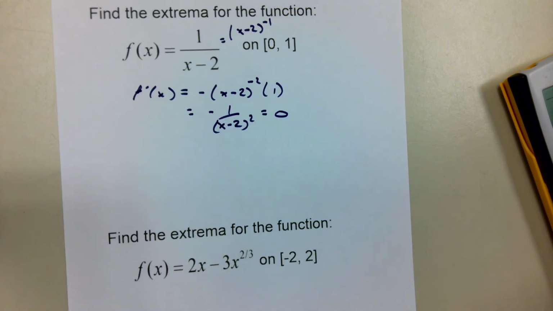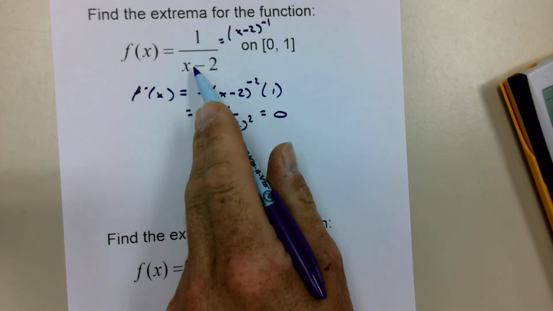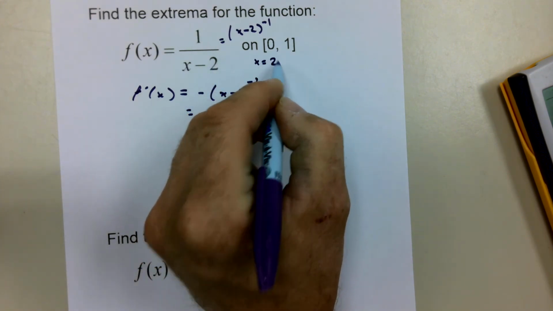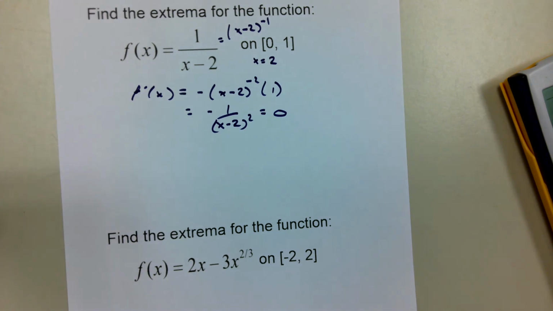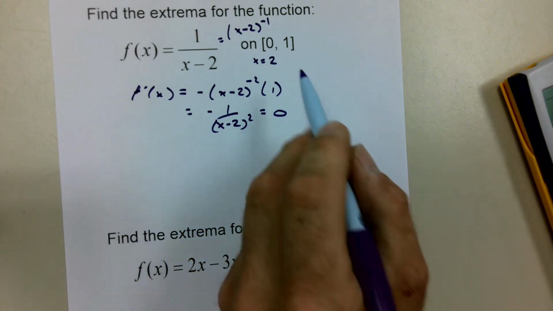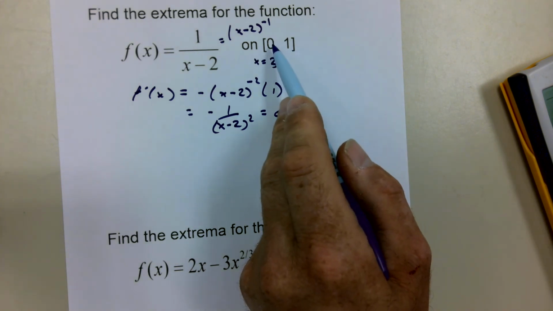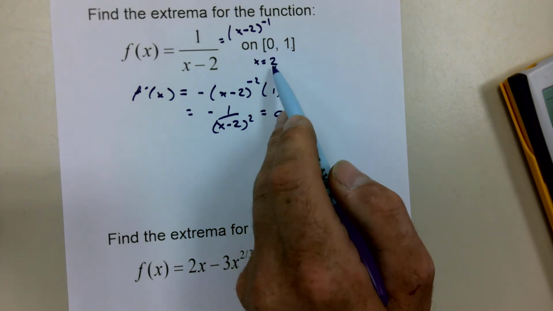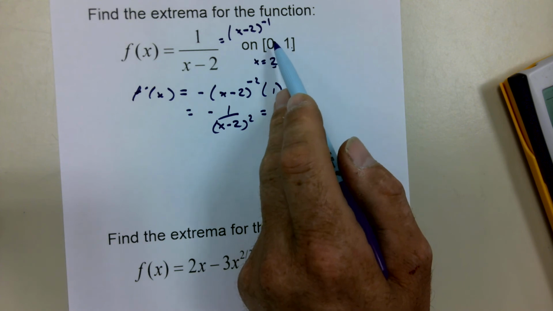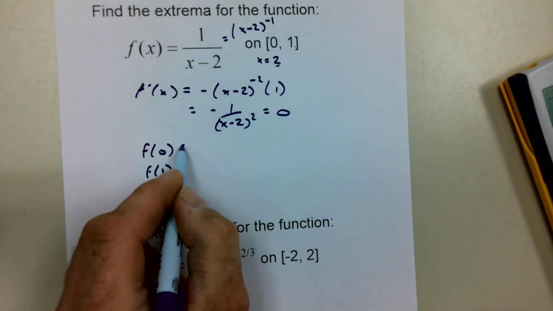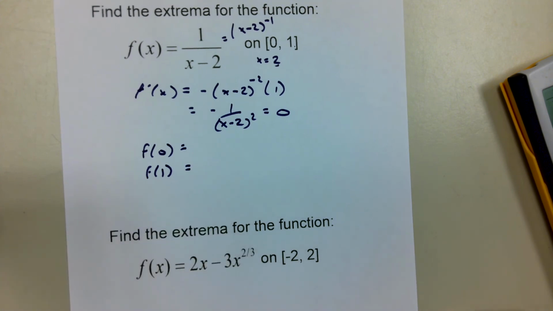But we also have to be very careful because we know that we have an asymptote at x equals 2. So x equals 2, it's going to be discontinuous, so it's non-differentiable. So we have to worry about that x equals 2. However, if we notice our interval is 0 to 1. Since it's 0 to 1, then x equals 2 does not apply on that interval. So we're not interested in that 2. Isn't that nice? So we're going to go ahead and find f of 0 and f of 1.